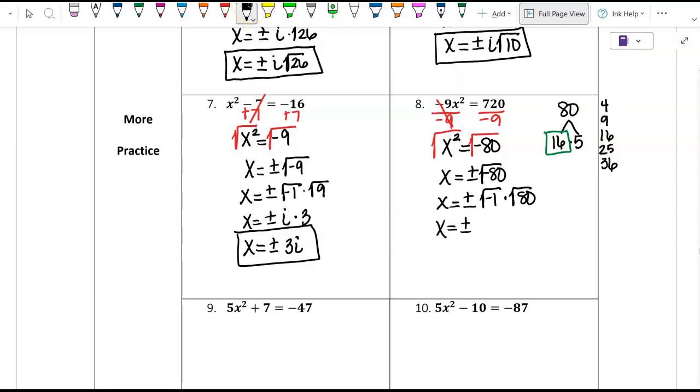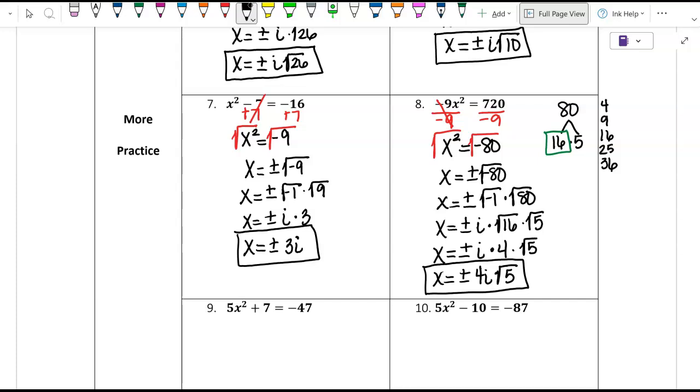So this becomes x equals plus or minus i, because I'm going to replace that square root of negative 1 with i, times the square root of 16 times the square root of 5. So x equals plus or minus i times 4 times the square root of 5. And again, that 4 is going to move in front of the i. So x equals plus or minus 4i radical 5. So yes, order does matter where we're putting that imaginary number.